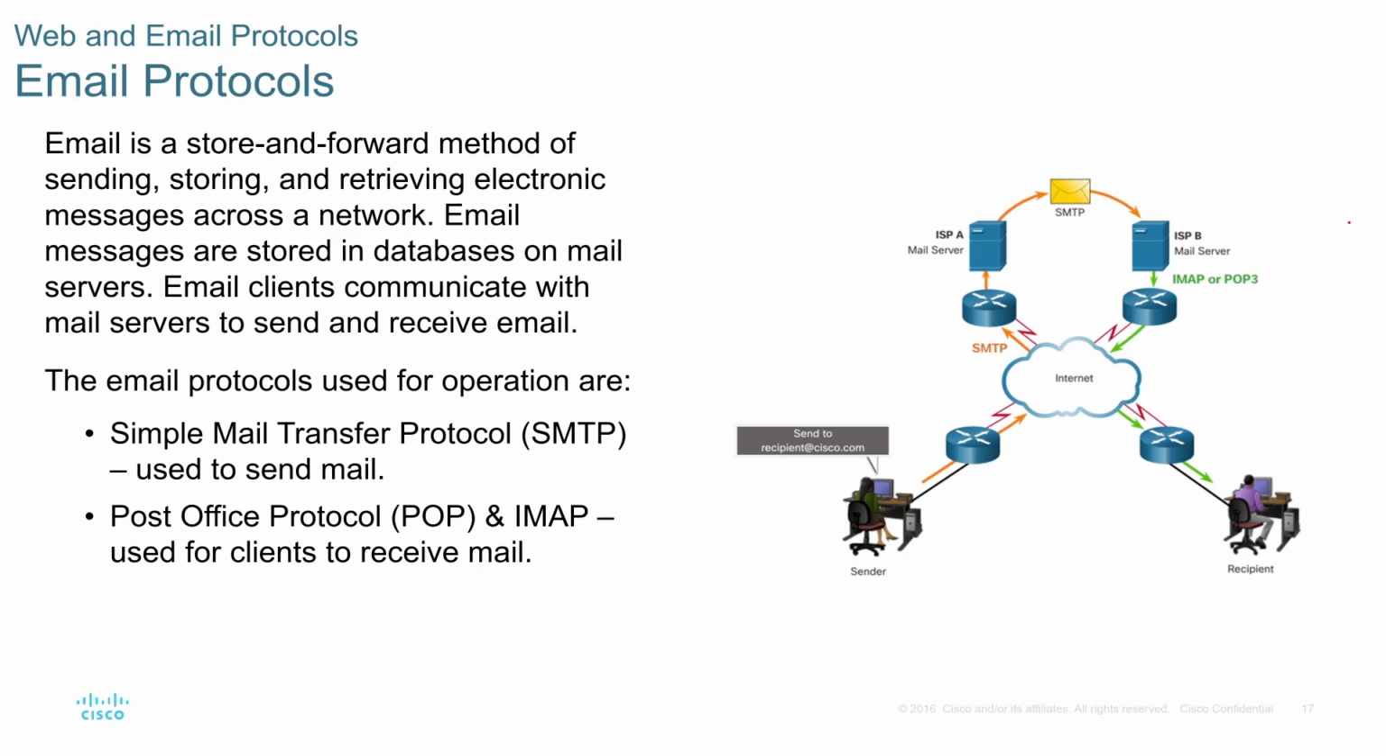As we can see in the diagram, the sender uses SMTP to send an email to their mail server. If it has to go from one mail server to another, such as a Gmail account going to an AOL account, SMTP would also be used.